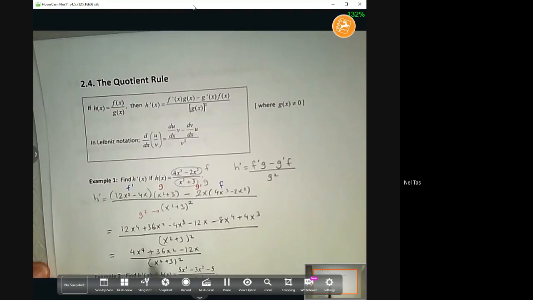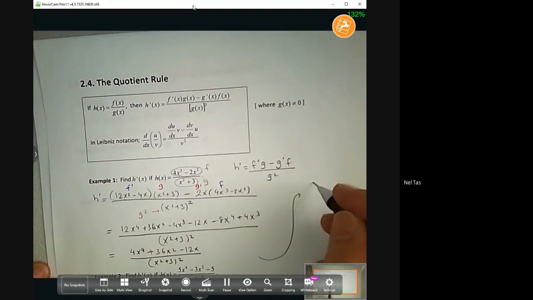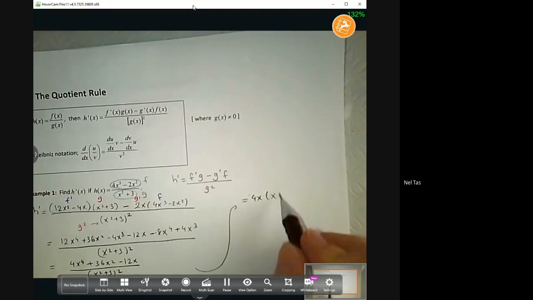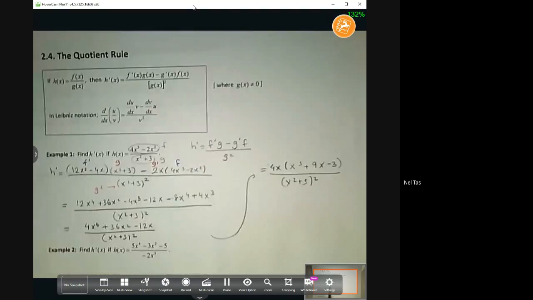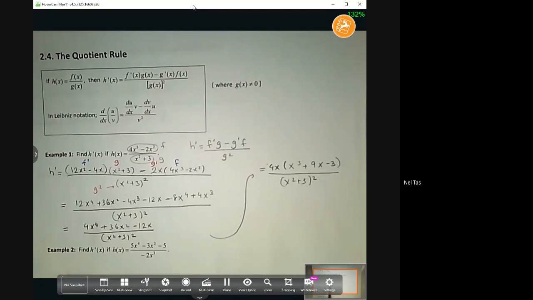Now we see that 4x is a common factor in the numerator. 4x, so we get x cubed plus 9x minus 3 over x squared plus 3 squared. So your final answer, everything must be in factored form. Okay.